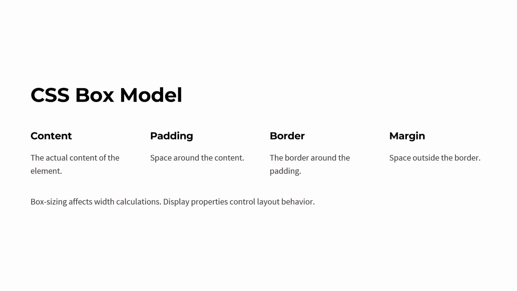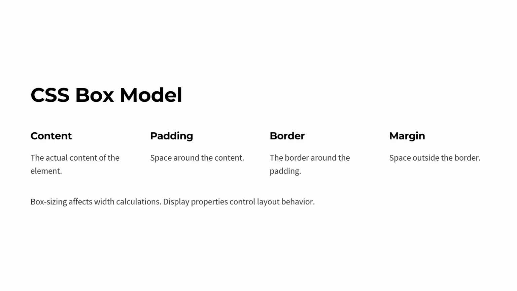Margin is the space outside the border, creating separation between elements. Margins help with layout positioning by adding space between sections, preventing elements from appearing too close together. The box sizing property influences how the total width and height of an element are calculated. By default, an element's width includes only the content, but with a border box value, padding and border are included in the total dimensions, simplifying layout control.